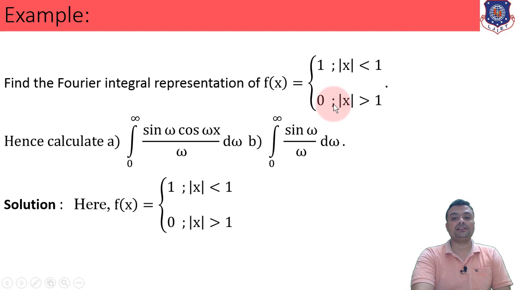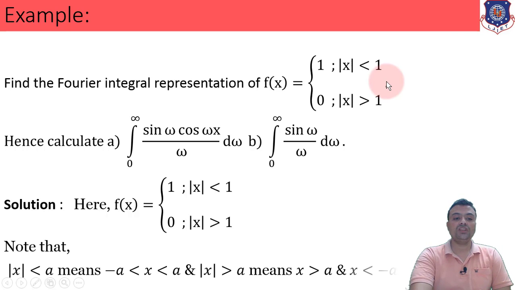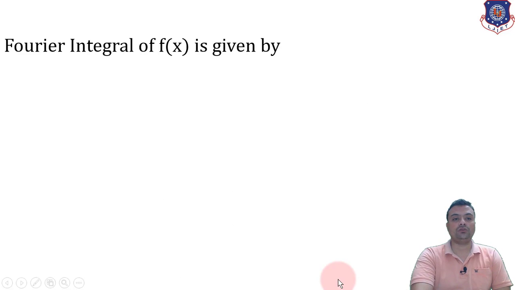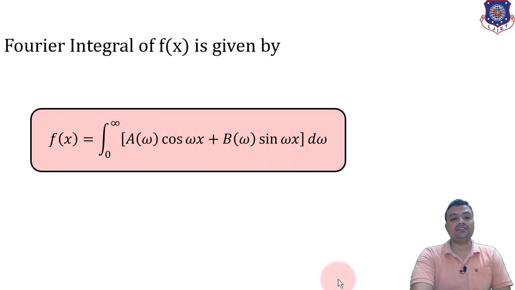So the function over here is f of x equals 1 for mod x less than 1 and 0 for mod x greater than 1. First of all, we need to understand this inequality, and for that, note that if mod x is less than a, that means it is inside the interval, which is the open interval minus a to a. If mod x is greater than a, that means it represents the value outside the open interval minus a to a. Now, the Fourier integral of the function is given by this general formula.